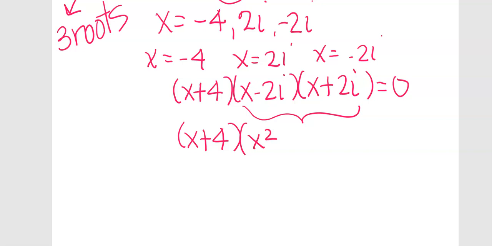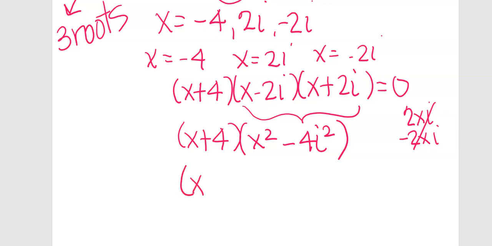X times positive 2i. I'm going to write this off to the side because I already know it's going to cancel because they're opposites. X times 2i would be 2xi. Then if I do the inner ones, I do negative 2i times x. That would be minus 2xi. They cancel every single time if they are opposites. Then I'm going to go to the last terms. Negative 2i times negative 2i would be negative 4i squared. Now, when I do these, I change that i squared out right away, but I'm going to leave it and I'm going to do it in another step just so you know you have to do something with it.